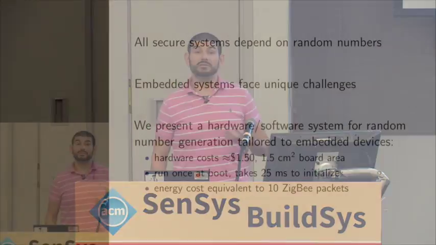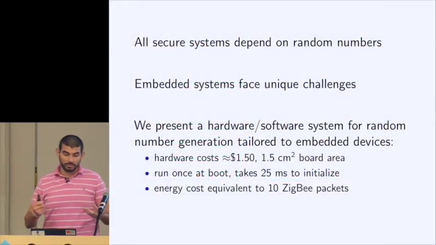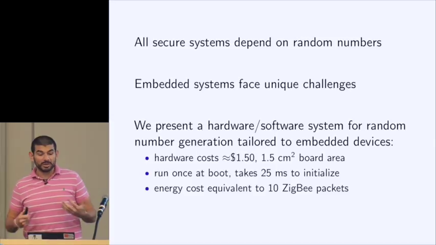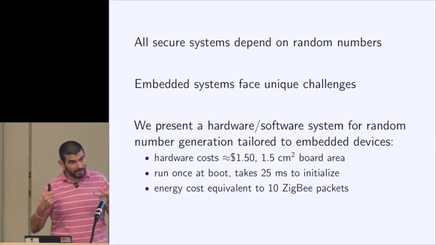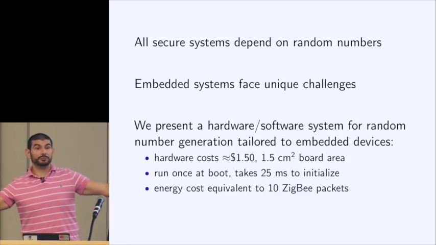And so this is why my co-authors and I designed this hardware and software system for generating random numbers that's tailored to the embedded context. In particular, we built some hardware that costs about $1.50, and it takes up about a square centimeter and a half of board space. This is for our prototype. And it uses about as much energy as sending 10 Zigbee packets, and yet you get randomness for the whole life cycle of your device.